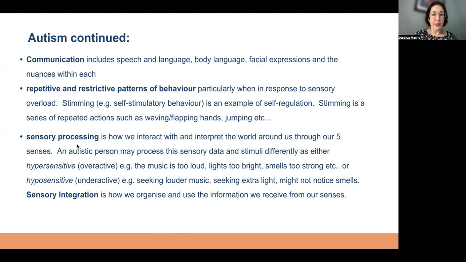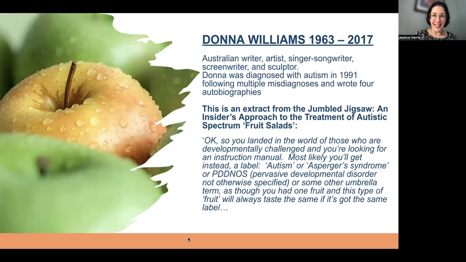And just to define sensory processing, sensory processing is how we interact with and interpret the world around us through our five senses. An autistic person might process this sensory data and stimuli differently as either hypersensitive, so the sensory information is too much, so the music might be too loud, the lights too bright, the smells and scents too strong, or hyposensitive, which means not enough, so underactive, seeking louder music, seeking extra light, and someone who is hyposensitive might not notice scents or smells around them. Sensory integration is the process by which we organize and use the information we receive from our senses.